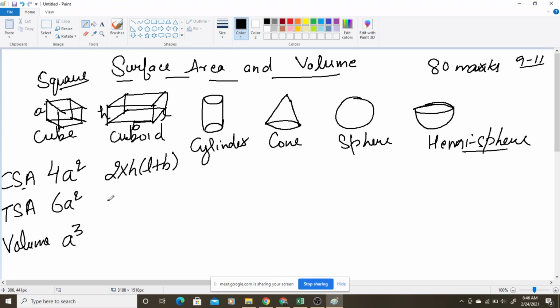Okay, TSA is what? 2LB plus BH plus HL. Okay, this is BH plus HL. Then what is the volume? L into B into H.